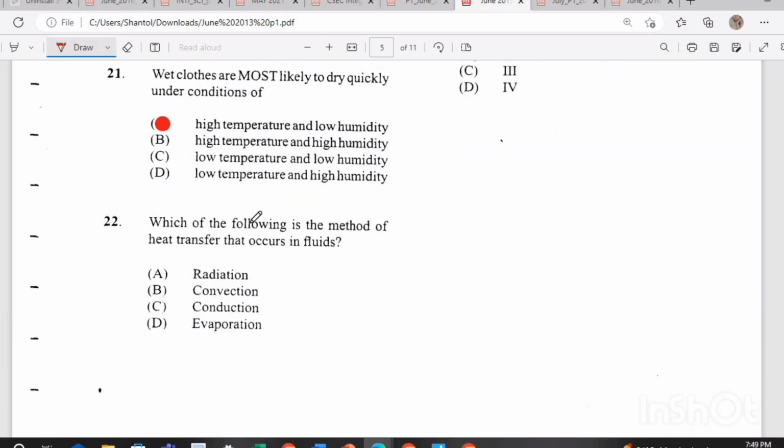Question 22. Which of the following is the method of heat transfer that occurs in fluids? If you said B, convection, you are correct.